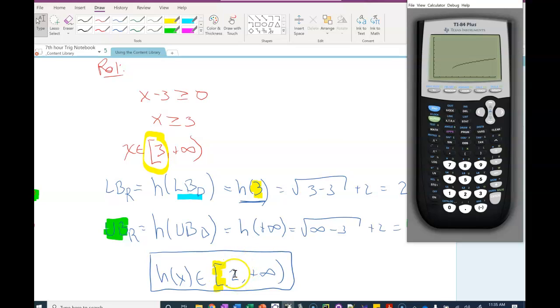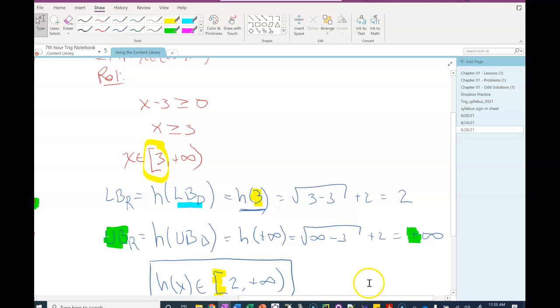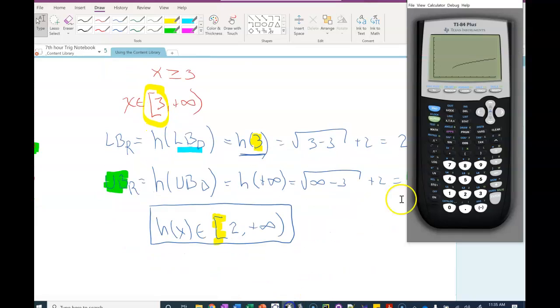As we see here, there's actually a point at (3, 2), right? If I plug 3 into my function, I get 2 back out. Everybody agree with that? So I know it's a bracket, because if I plug 3 into h of x, I do indeed get 2, just like we got here. So I know that that's a bracket as opposed to a parenthesis. And then this is going to continue going to the right. You guys agree?